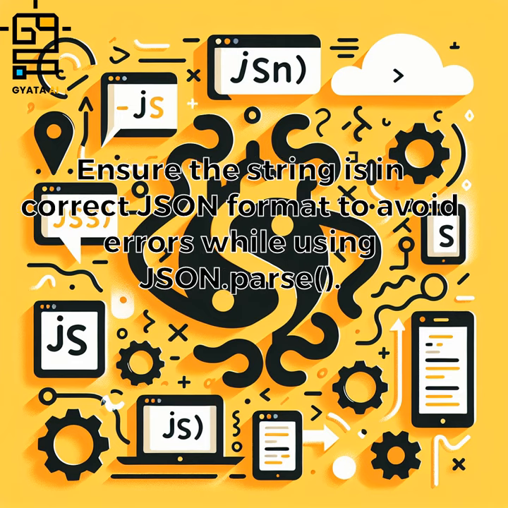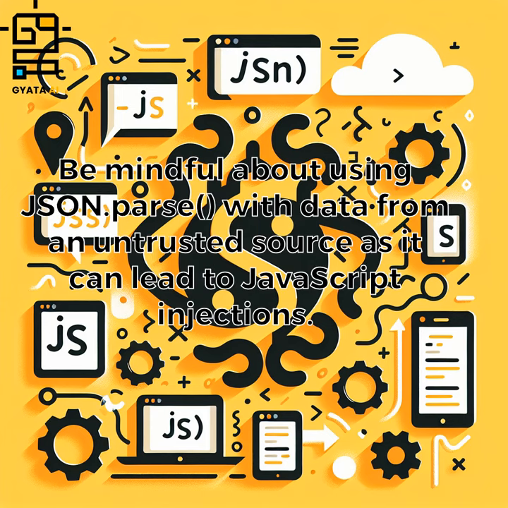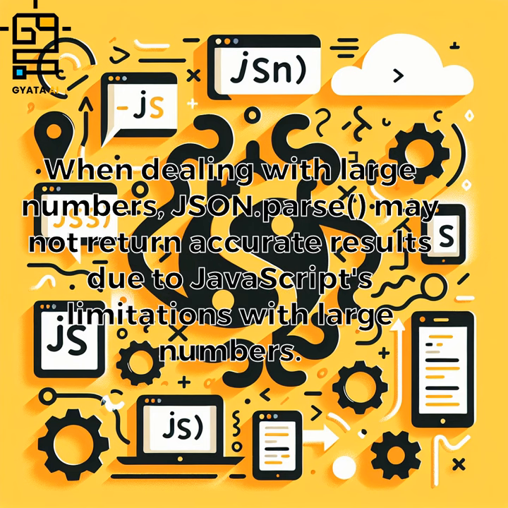Tips and tricks: ensure the string is in correct JSON format to avoid errors while using JSON.parse. Use a try-catch block while parsing to handle errors gracefully. Be mindful about using JSON.parse with data from an untrusted source, as it can lead to JavaScript injections. When dealing with large numbers, JSON.parse may not return accurate results due to JavaScript's limitations with large numbers.